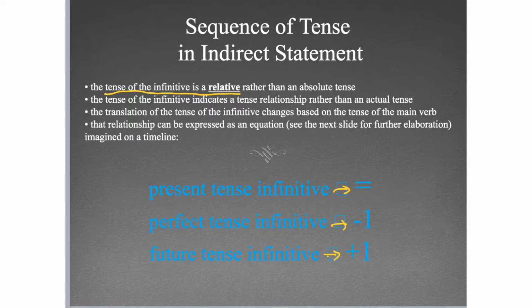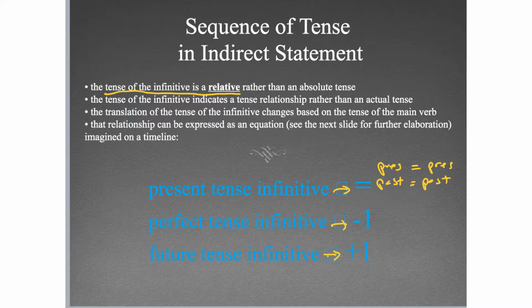There are a couple ways to think of this. One way is mathematically, that the present tense infinitive is the equal sign infinitive. So whatever tense the main verb is, that's what the tense of the infinitive is going to be when you translate it. So for instance, if I have a present main verb, the infinitive is going to be translated in the present. If I have a past main verb, the infinitive is going to be translated in the past.